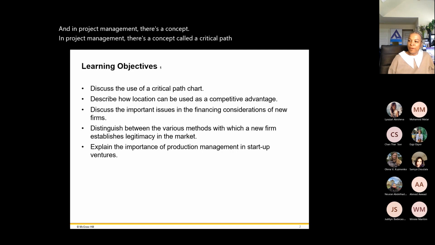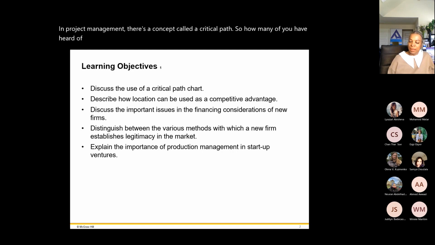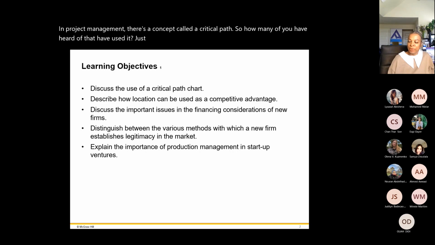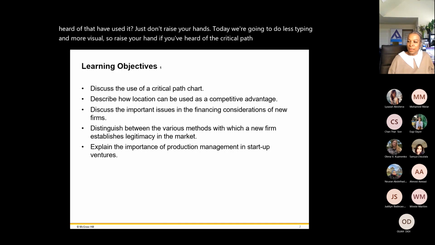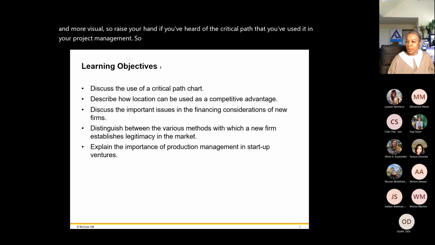So how many of you have heard of that, have used it? Just raise your hands today. We're going to do less typing and more visual. So raise your hand if you've heard of the critical path, you've used it in your project management. So let's see, one person raised their hand. Okay. So we'll talk about what it is today.